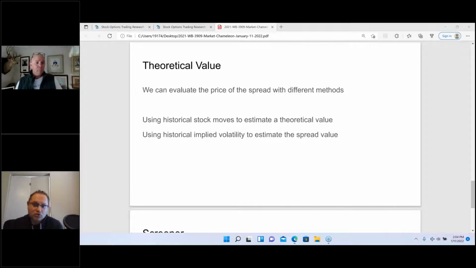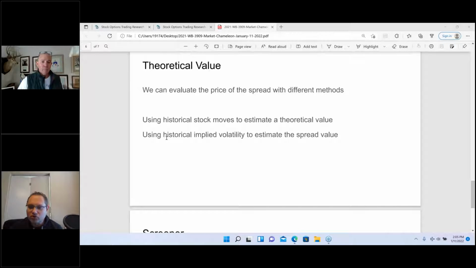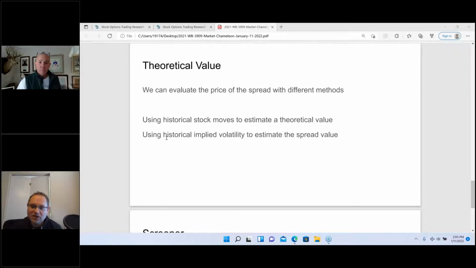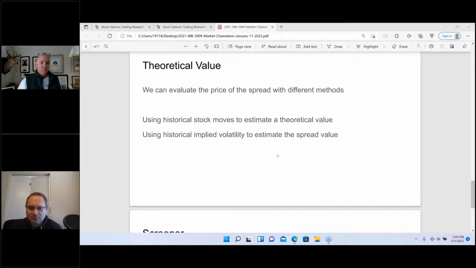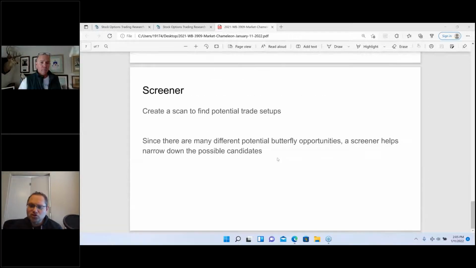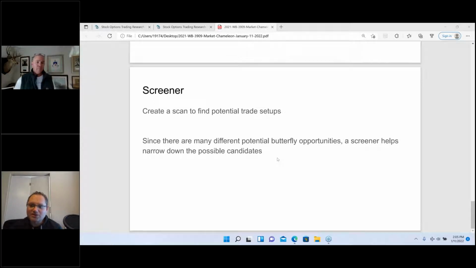If you're doing a spread and you don't have a particular outlook, sometimes people just trade it for theoretical edge. But the idea there is, are you getting a little bit extra for taking that risk? So we're going to go over two ways to look at that, using historical stock moves and also looking at implied volatility.